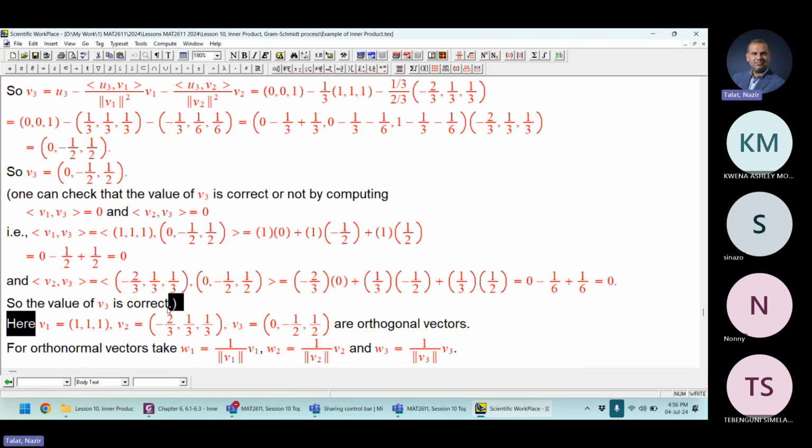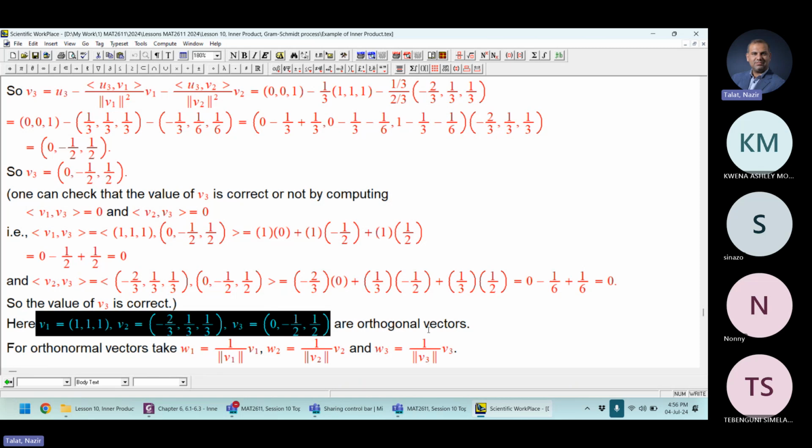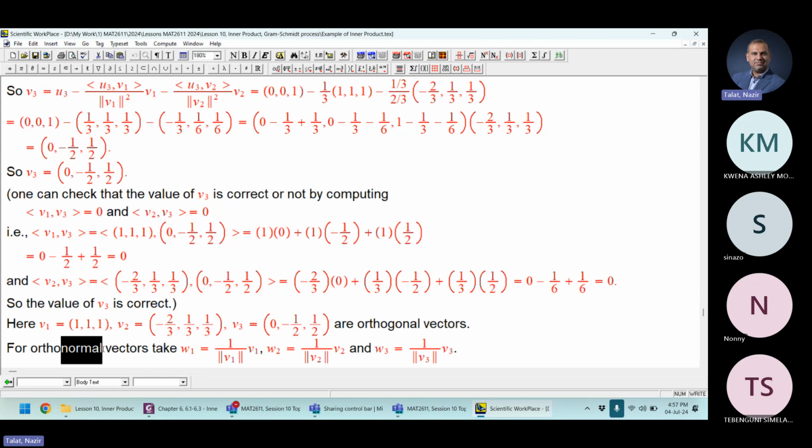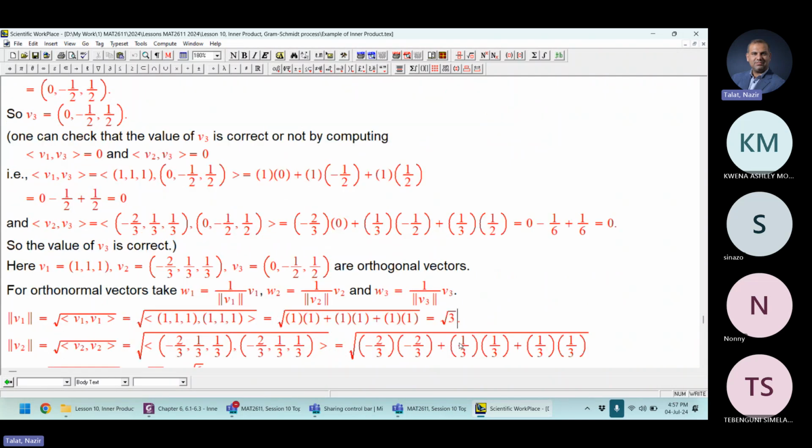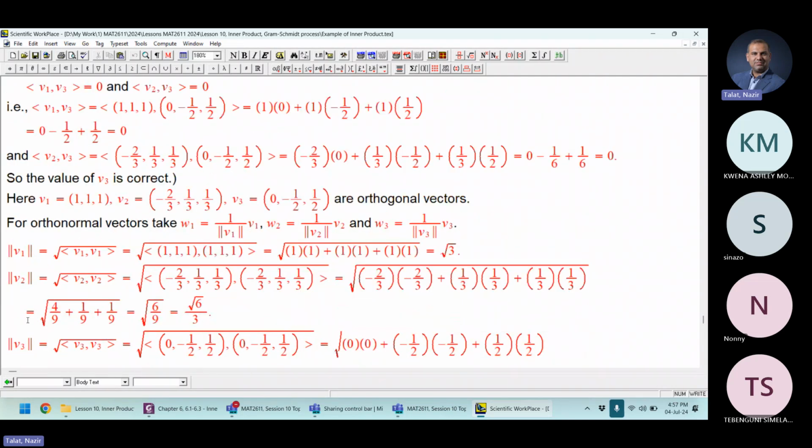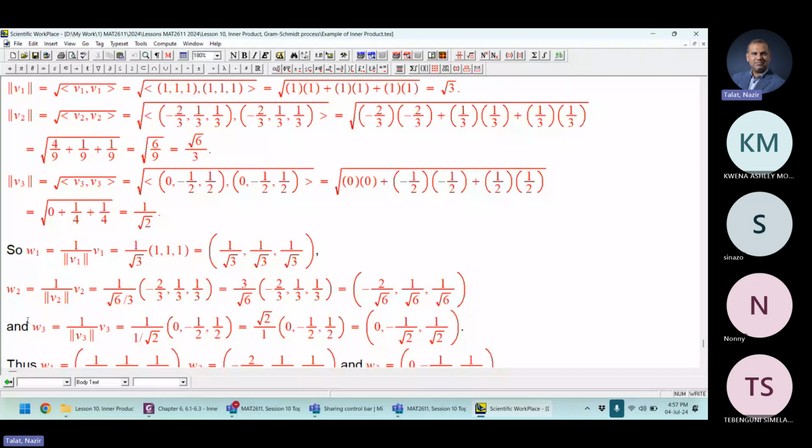Now after getting the values of V1, V2, V3, we can get the orthonormal vectors. Normal means whose norm is equal to 1. So how can we compute this? Just take W1 as the vector V1 multiplied by 1 over the norm of V1. W2 is equal to V2 divided by the norm of V2. W3 is equal to V3 divided by the norm of V3. And in this way, we can get the vectors W1, W2, W3.